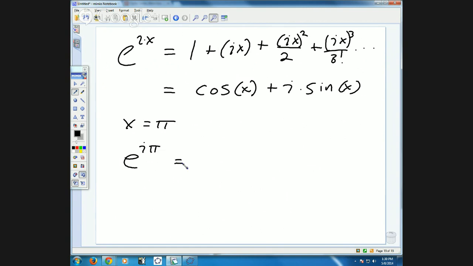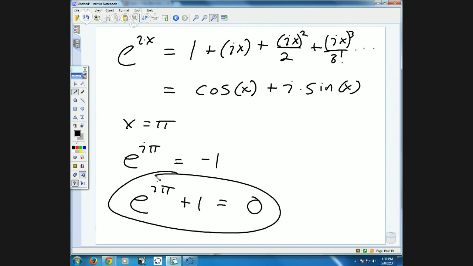Anybody remember the cosine of pi? Cosine of pi is -1. That's correct. And the sine of pi? 0. So that other part goes away. If I bring the -1 to the other side, I get e to the i pi plus 1 equals 0. Five of the most famous numbers in existence are all related in this cute little formula.